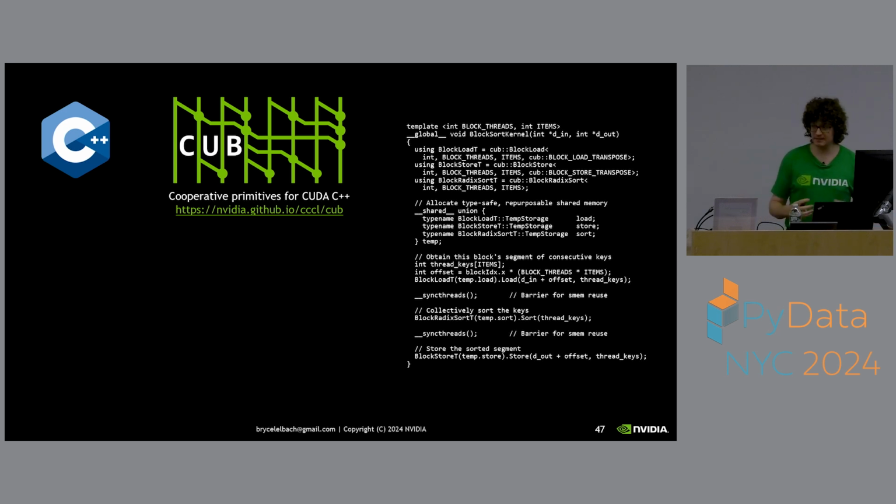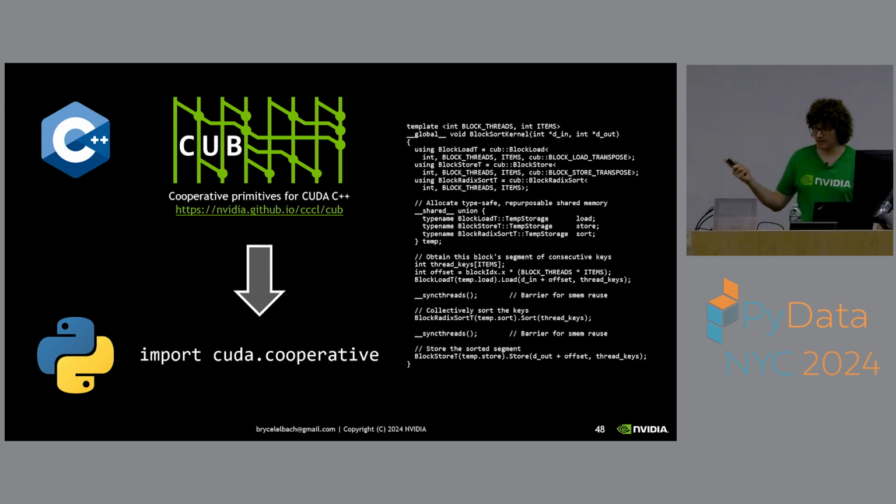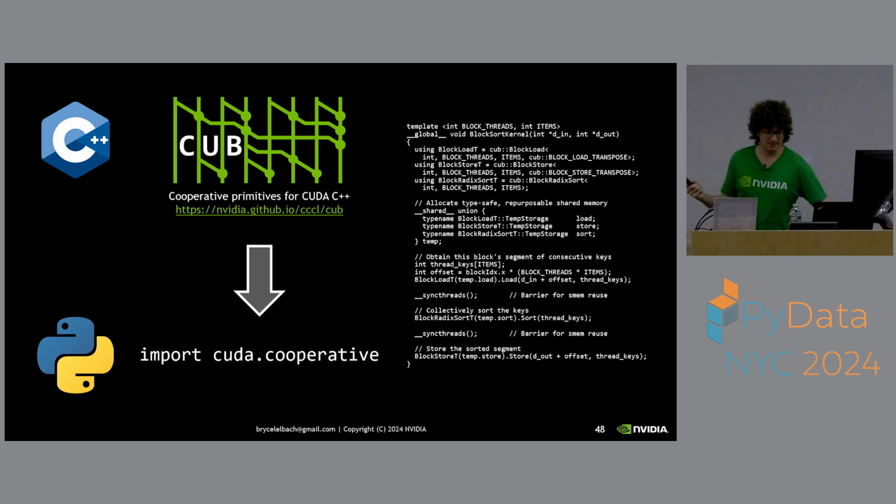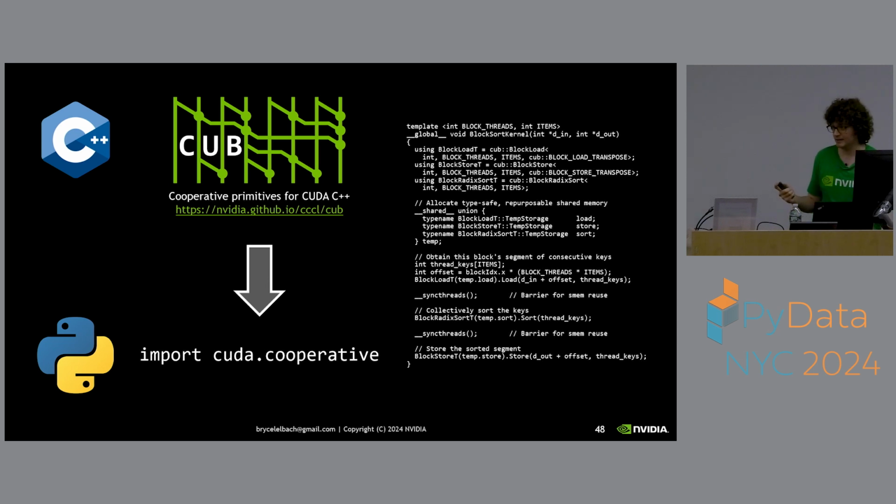Now, CUB has been the gold standard and speed-of-light solution for kernel authors for many years, and it is widely used to implement many of the libraries that you may be familiar with. And now you can use CUB when writing CUDA kernels in Python. CUB's primitives are available in the CUDA.cooperative module that we've recently put out in beta. And we're working on improving it and adding more and more features to it.